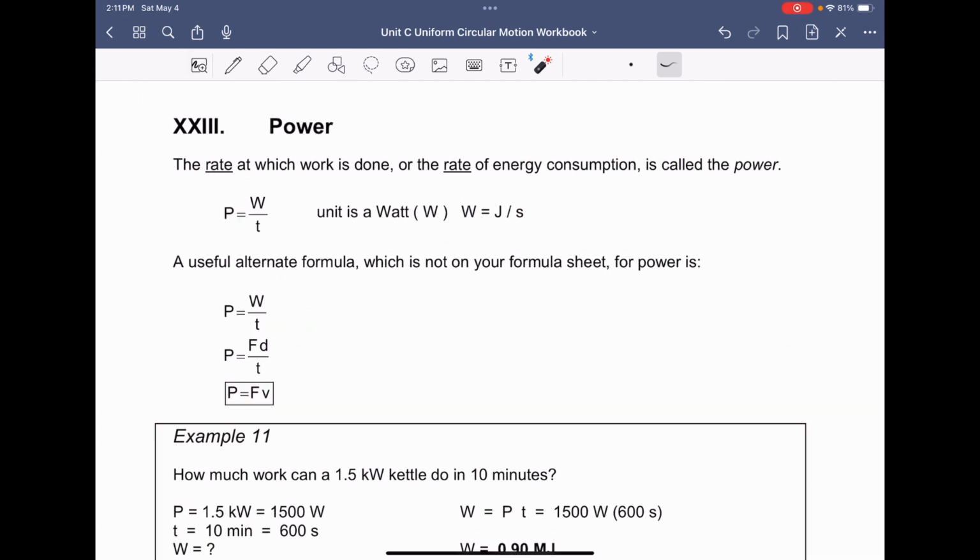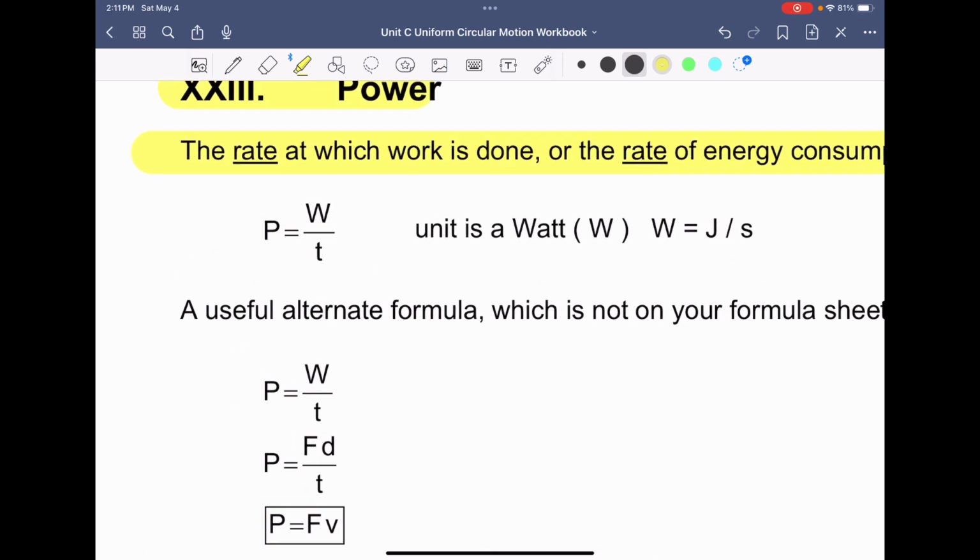Okay, now lastly, we go into power. Power is this idea that we take some amount of work, and through that work being done per unit of time, we call this a watt, or power happening. So again, power is the rate at which work is done, the rate of energy consumption. And just so that we're not getting confused with the units of power, which is watts, which is W, I know that's a little confusing.